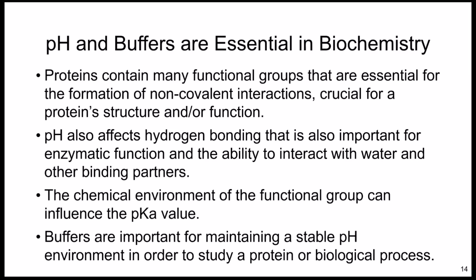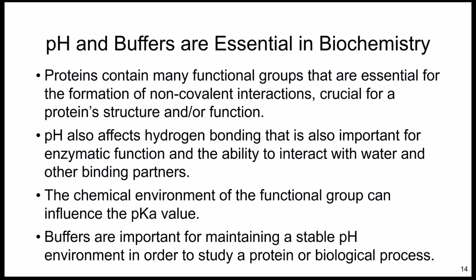So just to summarize, proteins have many functional groups that are important for their structure, either through the formation of covalent or non-covalent interactions. And this can be influenced by the pH of the environment. The pH can also affect hydrogen bonding capabilities that might be important for enzyme function or the ability to interact with water and other binding partners.